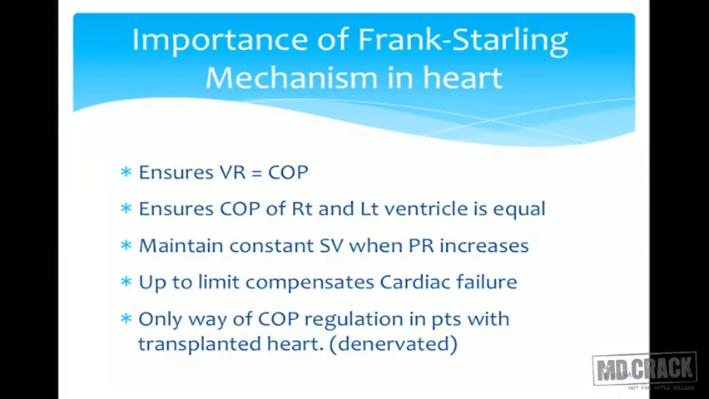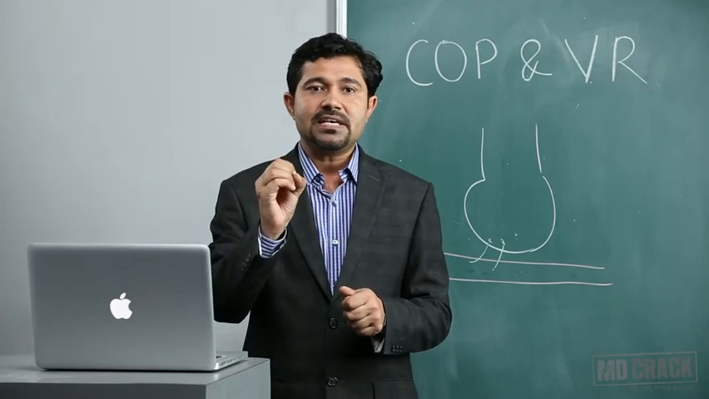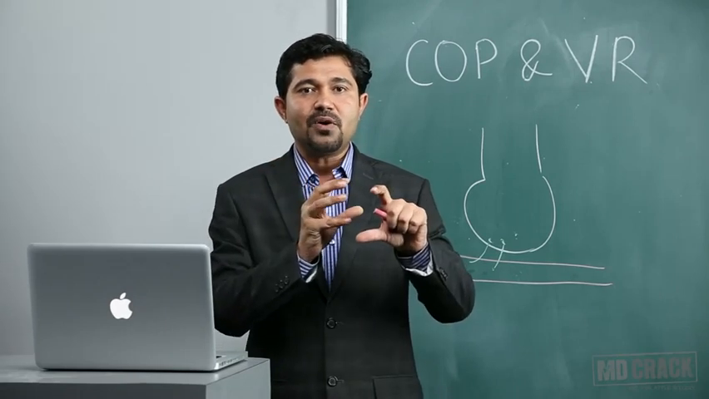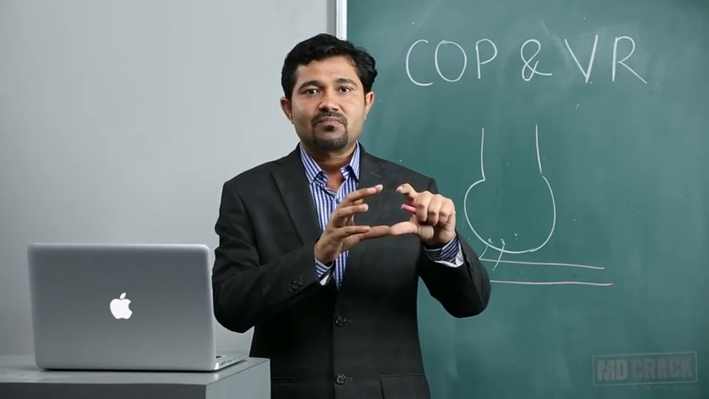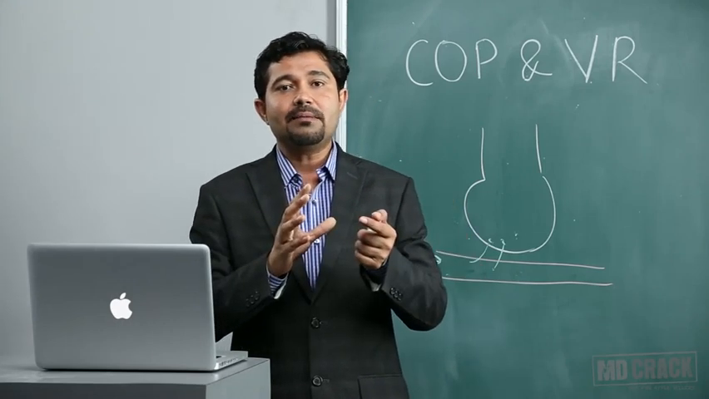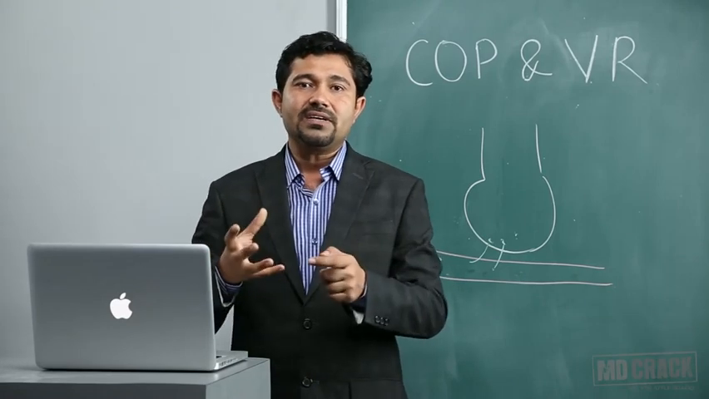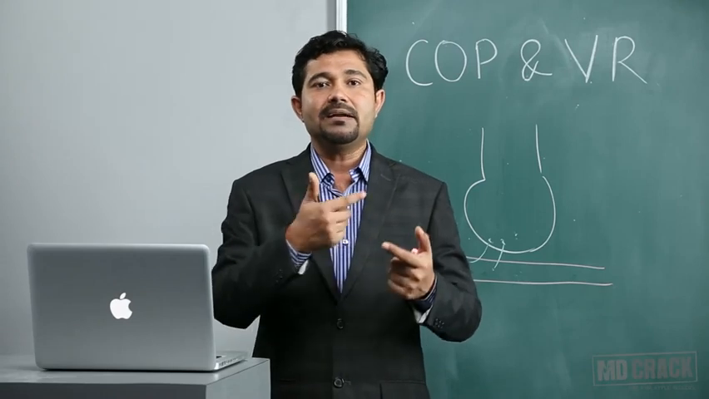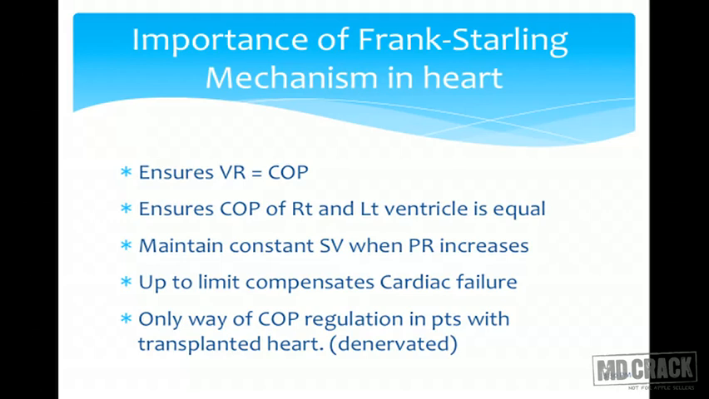Then Frank-Starling's law also ensures that if the peripheral resistance increases, the stroke volume also increases. As I just explained, if the peripheral resistance has increased, the heart will have more difficulty pumping. So for that contraction, it will pump a lesser amount of blood. Because of that, what will happen? More blood will accumulate in the heart. And now what will happen? For the next contraction, the end diastolic volume will be more. So the next contraction will be more powerful, and the cardiac output can come back to the normal value. Up to a limit, Frank-Starling's law compensates cardiac failure.